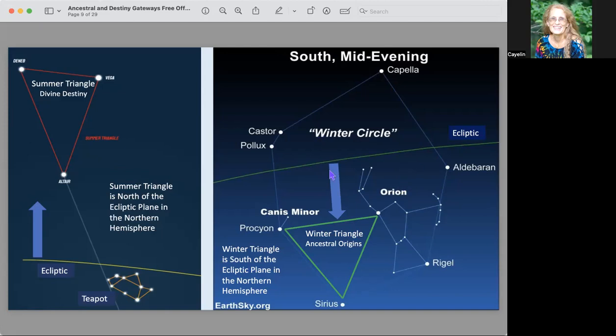And then we have the winter triangle of our ancestral origins. This is the triangle that's seen in the sky beautifully in the winter time in the northern hemisphere. And it's south of the ecliptic plane. So here's the path of the planets, and this triangle is south of that.